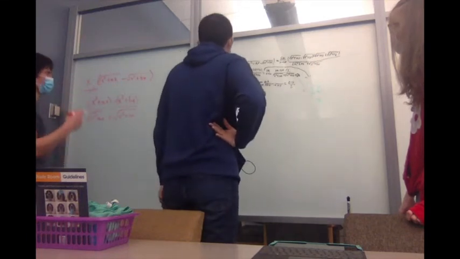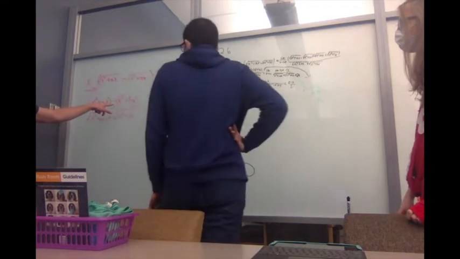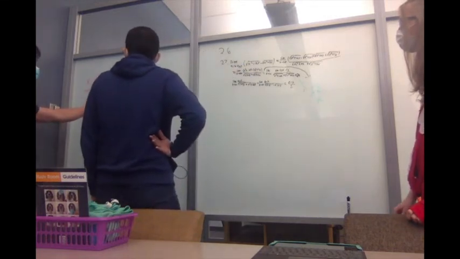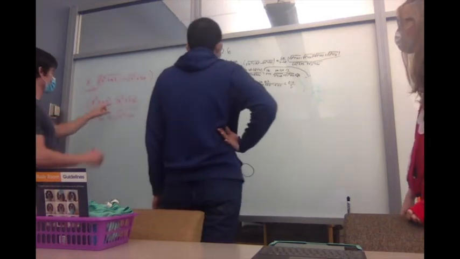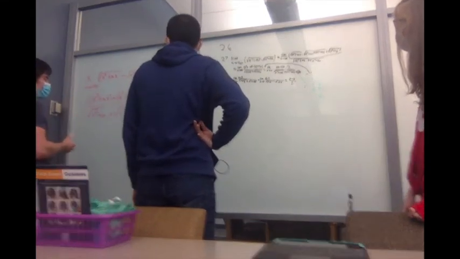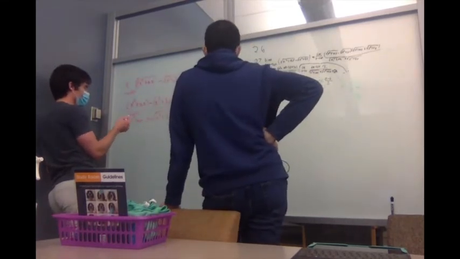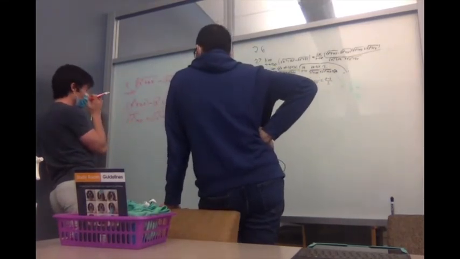I think what we were trying to do earlier is we were trying to FOIL this out, but we can't do that because there's a minus here. I realized that halfway through. I thought it was a negative in front of the x, but it's negative between them. Okay, so we have to get rid of this bottom part here. I don't really know how to do that.